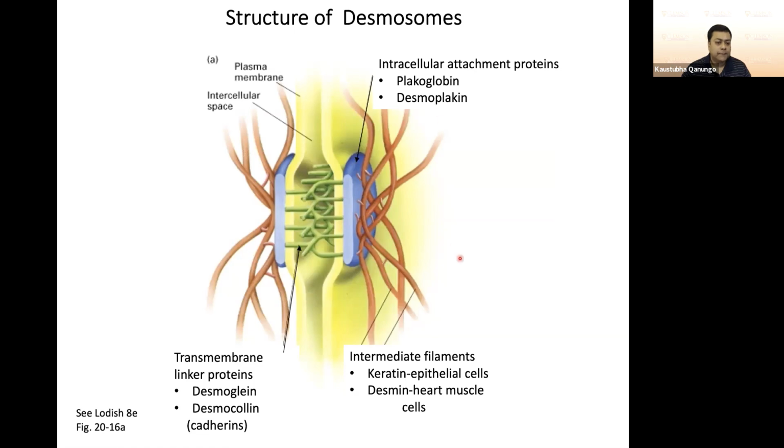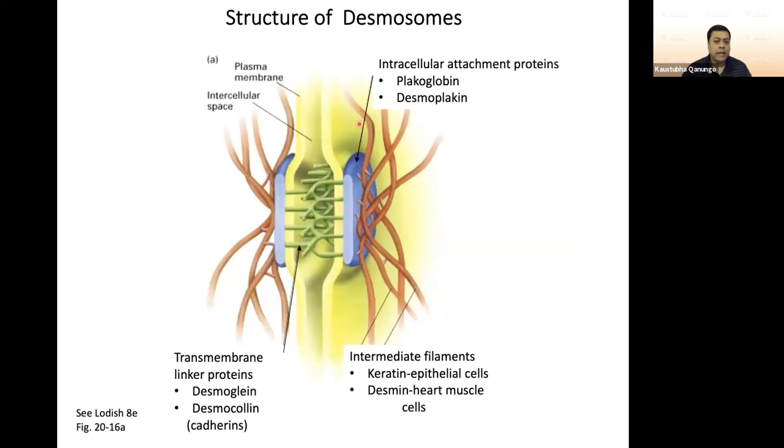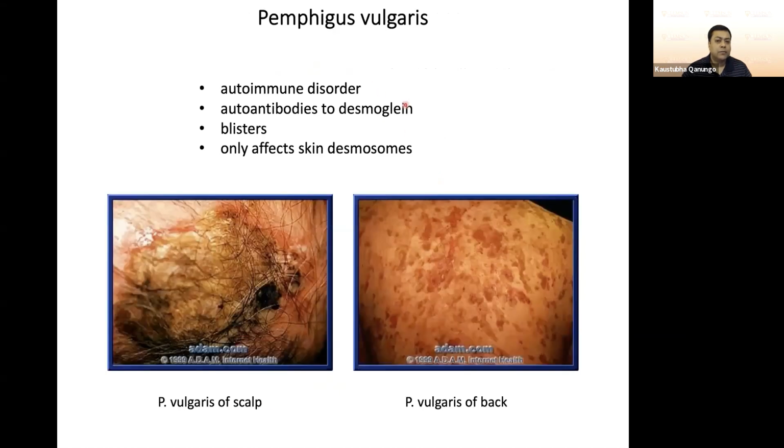Know these. All right. Autoimmune disorder, but just know the name and how it happens, and it mainly affects the skin desmosomes. So the main idea is about what causes this. There are autoantibodies against desmoglein, which is one of the proteins responsible for the attachment. So remember that transmembrane linker protein. That's desmoglein right here.